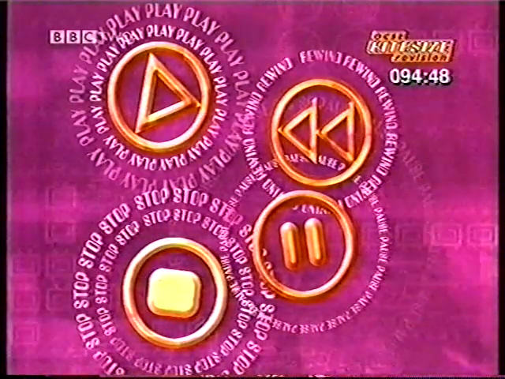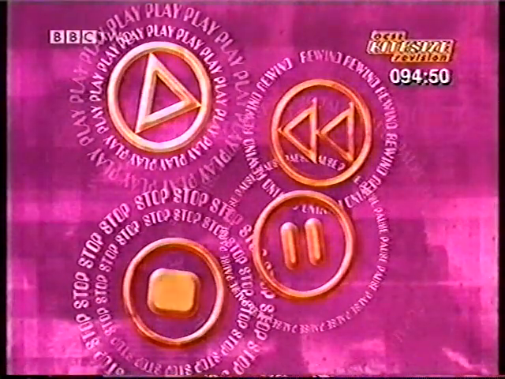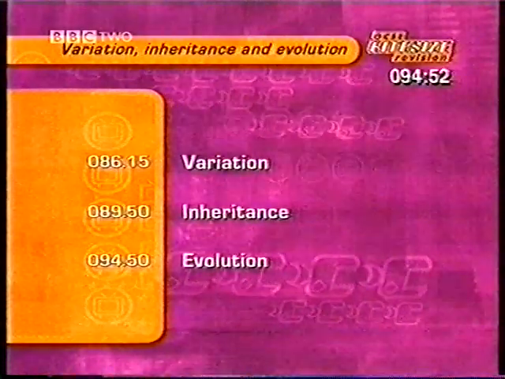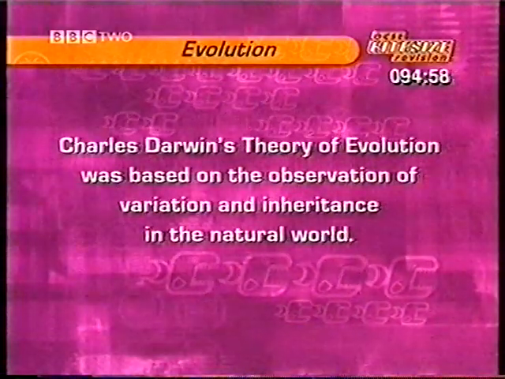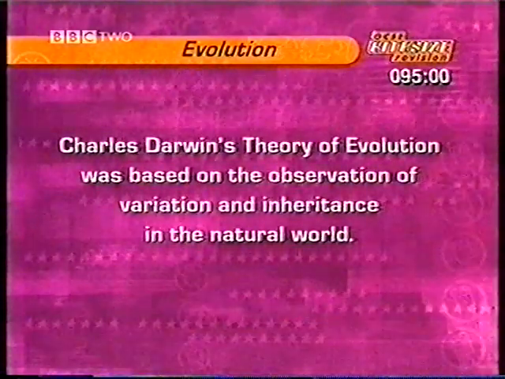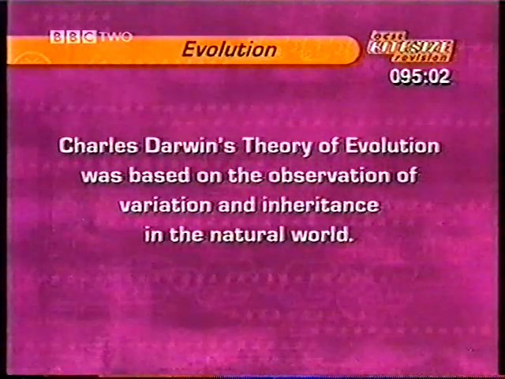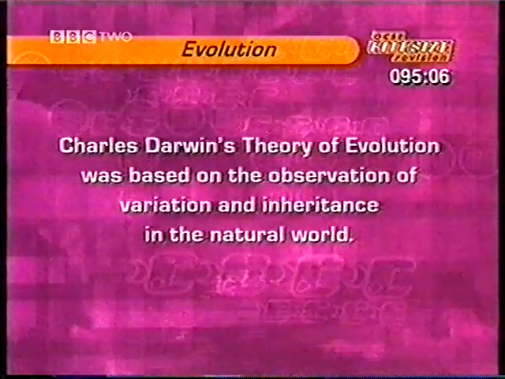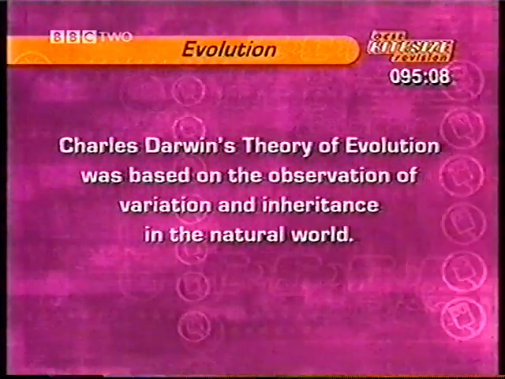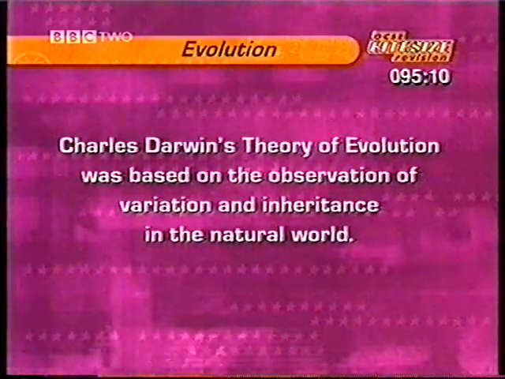That's it for inheritance. Next, the theory of evolution. In 1859, Charles Darwin published his theory of evolution, based on observation of variation and inheritance in the natural world. As you watch the next clips, note down the evidence that supports Darwin's theory.